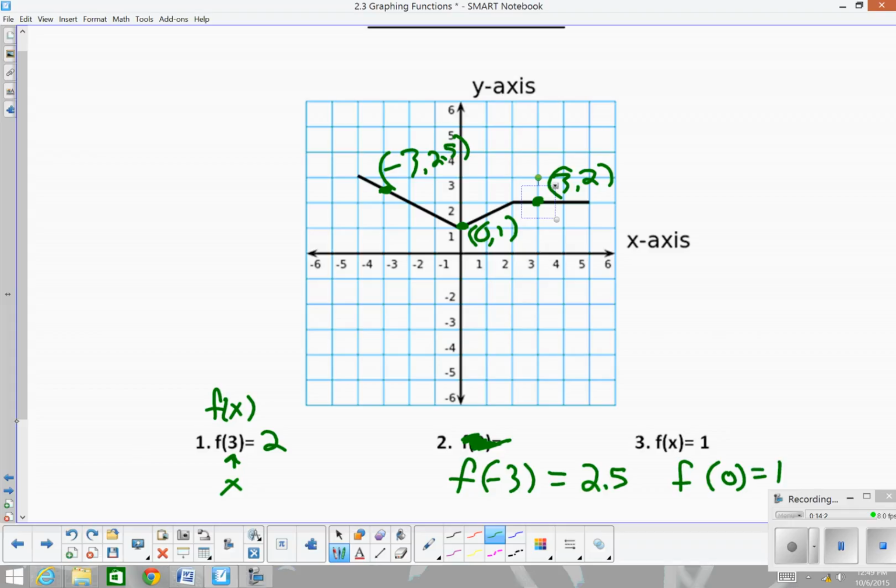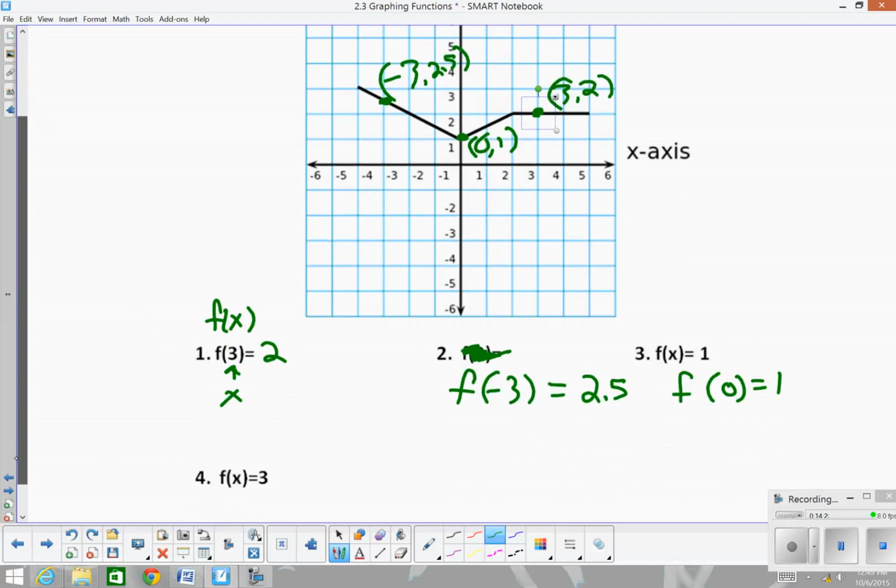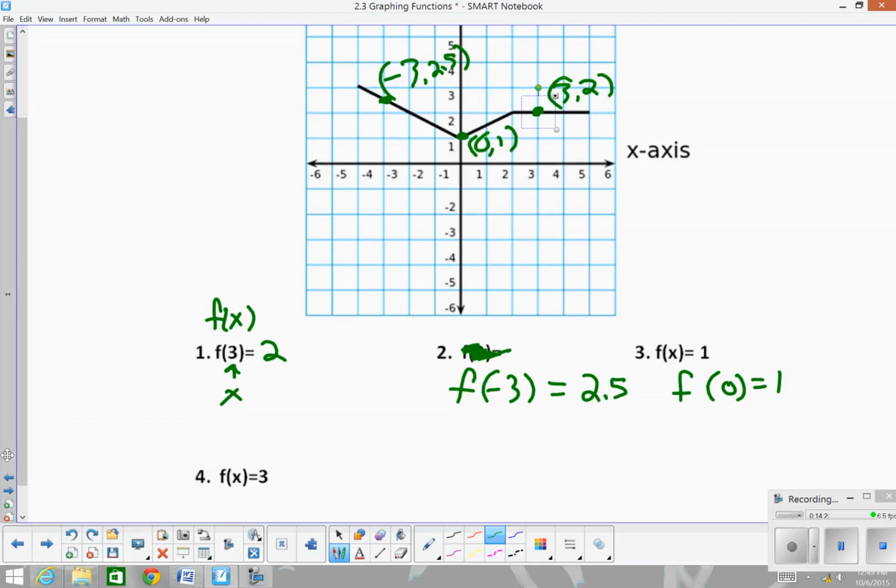Alright, cool. So all you're doing is basically looking at the graph. Now the next one, you're going to have f of x equals 3. So when is f of x equal to 3, you're looking for another value. That's going to be a money problem.